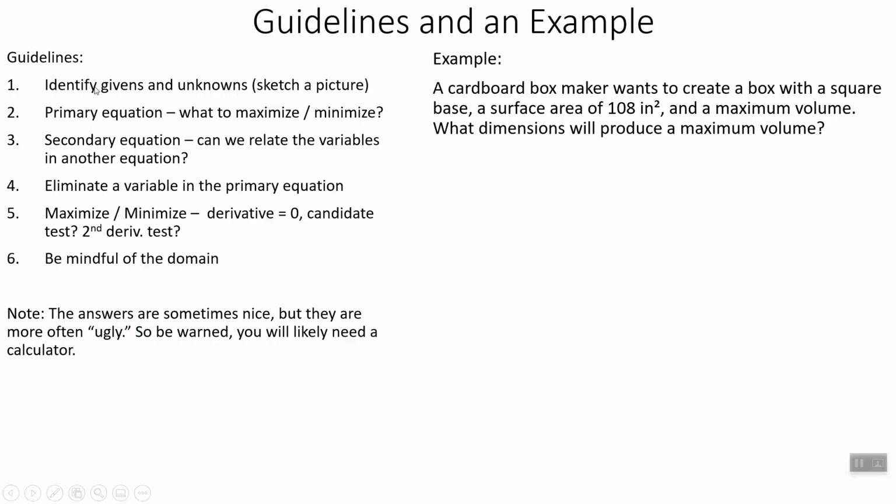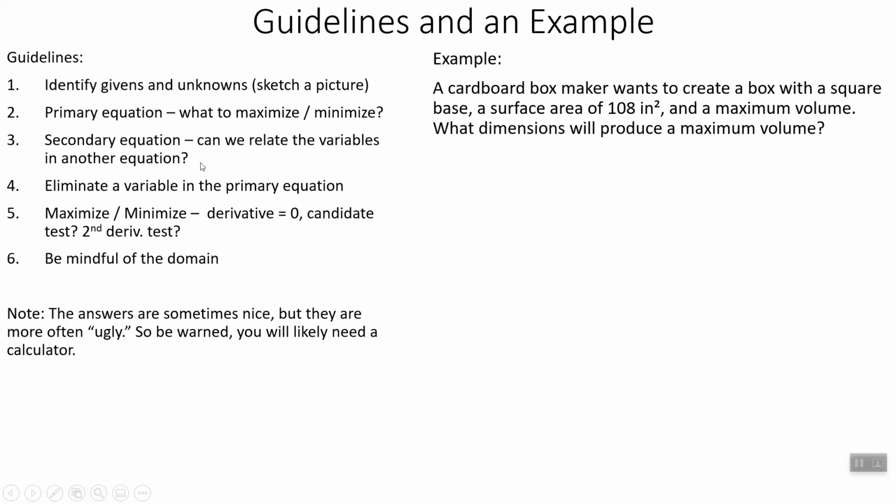So here's some guidelines. We're always going to try and identify what's known and what's unknown. This often will involve sketching a picture. We will usually have some sort of what we call a primary equation, in other words, an equation that we are trying to either maximize or minimize. We can often find what's called a secondary equation, which is some other equation that relates to the variables we're using. And we're going to use the secondary equation to get rid of what's probably going to be two variables or more in the primary equation. So the primary equation may have x and y and z or whatever. We're going to use the secondary equation to solve for one of those other variables.